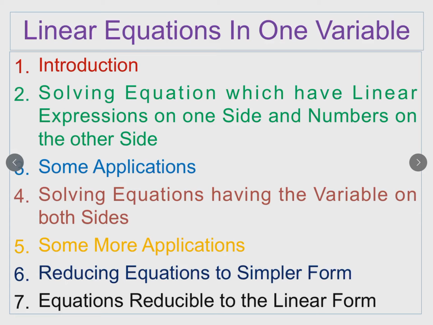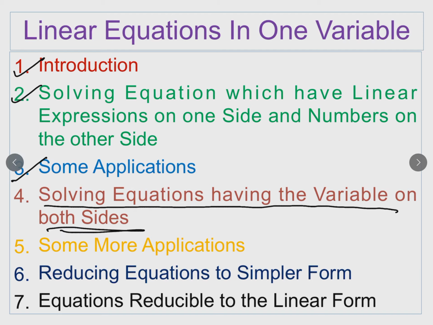So the topic that we have today is linear equation in one variable. This chapter is divided into a total of 7 topics, out of which we have covered the first 2 topics in the first session and the third topic, which is some application, in the second session. Now in this third one we will cover solving equations having the variable on both sides. So we'll solve the equation which will have variable terms on both sides of the equality sign.